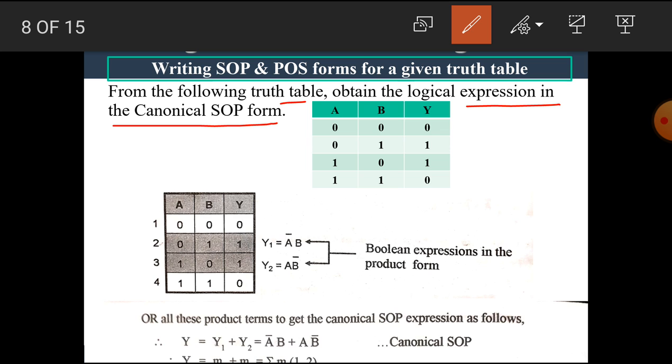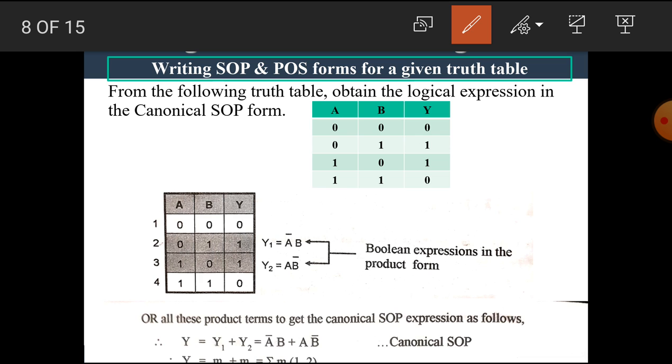Here the truth table is given, that means A and B are the inputs and Y is the output. The combination 0 0 gives the output 0. Combination 0 1 gives the output 1. Combination 1 0 gives the output 1. Combination 1 1 gives the output 0. This is the output.